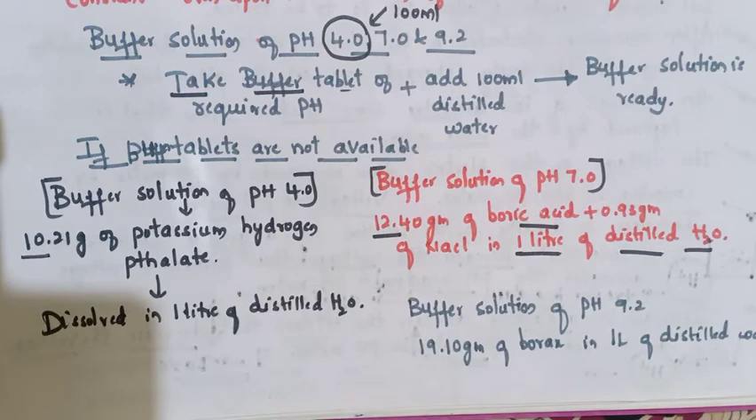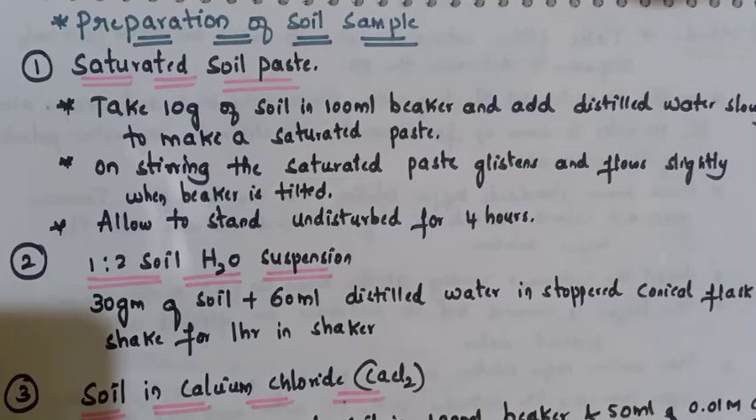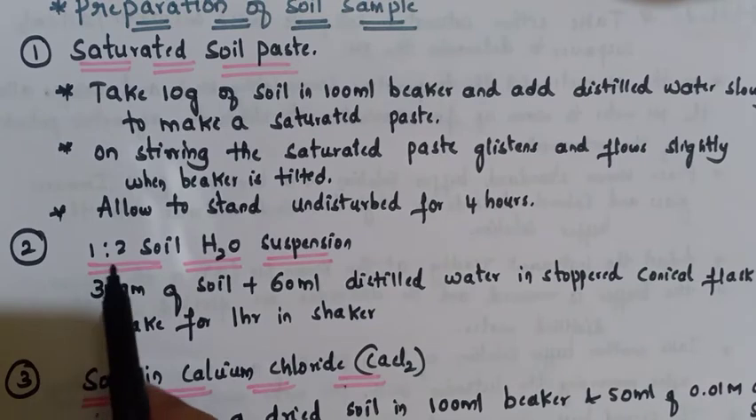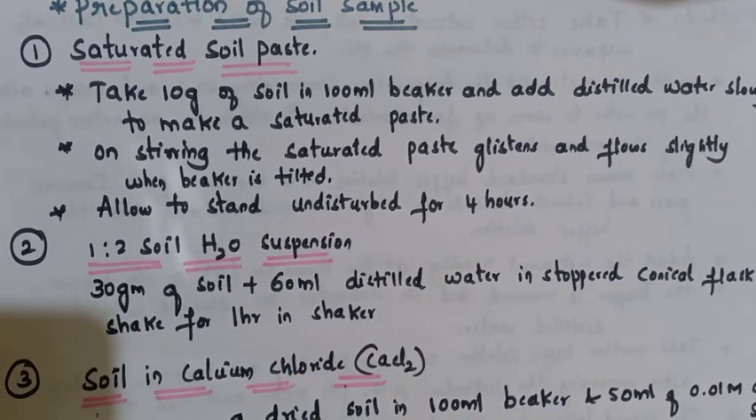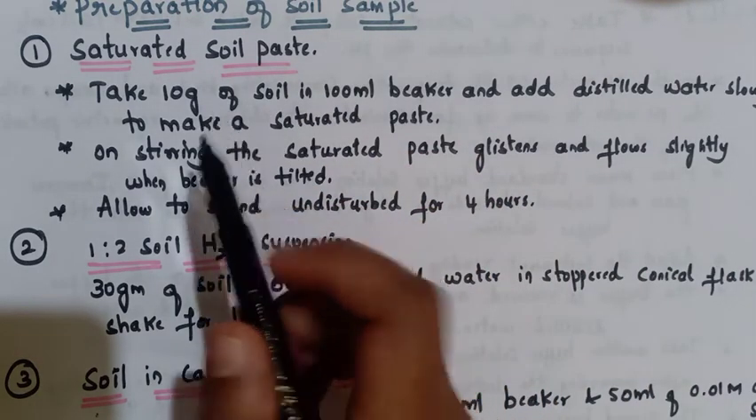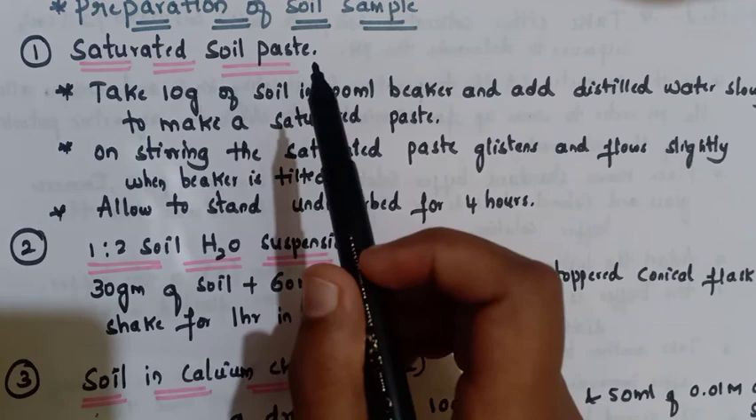Now the next step is to prepare the soil sample. We can prepare the soil sample of three types: the first is saturated soil paste, the second is 1:2 soil H2O suspension, and the third is soil in calcium chloride. Coming to the first one, that is saturated soil paste.